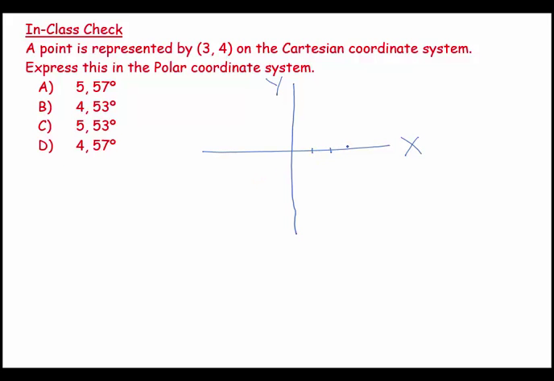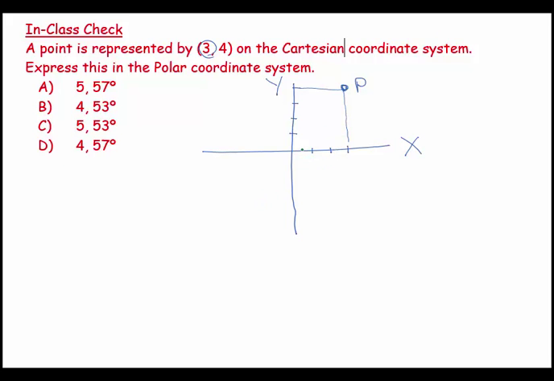So we have 3 units along the x-axis, and we have 4 units along the y-axis. And if we extend these lines up, we see our point of interest, P, is at this point here. What it wants us to do is express this in the polar coordinate system.